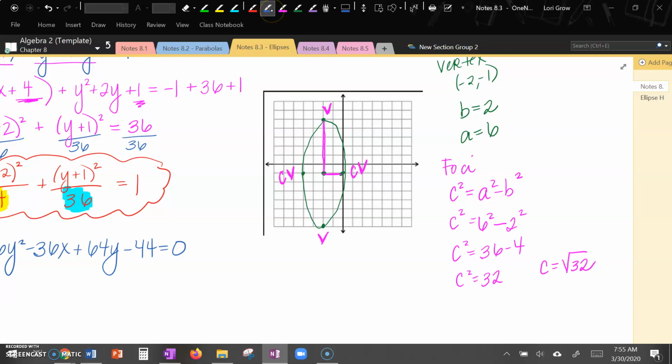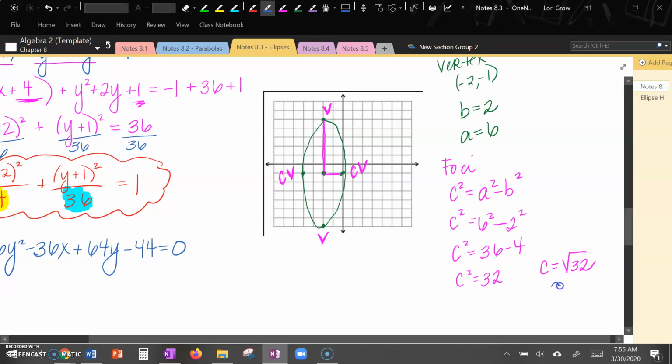Now the part that always gets people is where that value falls. That's not a pretty number, but that value falls on the major axis. So the square root of 32 is approximately 5.66. So I'm going to go about that many on the major axis. So it's going to be really close to the vertex on both ends. Okay, that's where I put the c values.